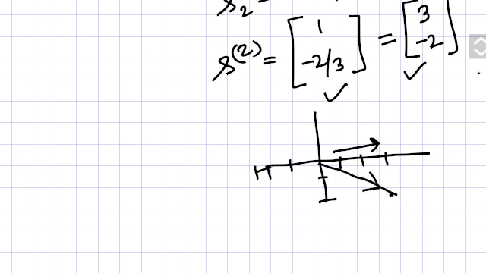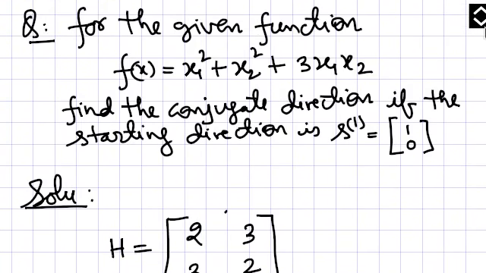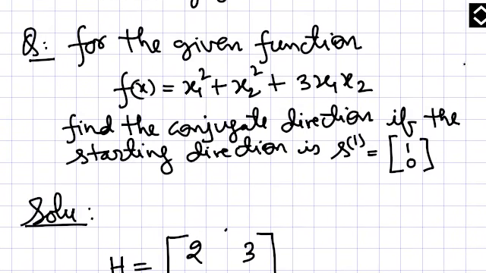After the conjugate direction, I will give you some material from which you can read how to find the minimum of this function. But this numerical was based only upon finding the conjugate direction, because it is a complex procedure. So I have broken it into very small parts, and from the end semester examination point of view, this one question is sufficient. The conjugate direction. Okay, this way this lecture finishes here. Thank you very much.